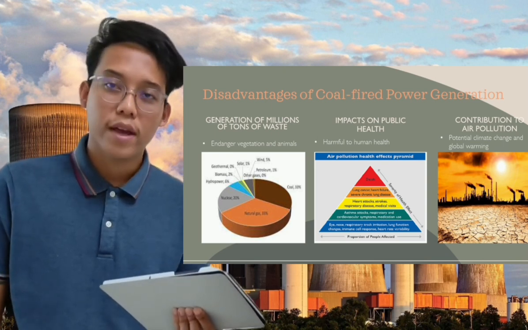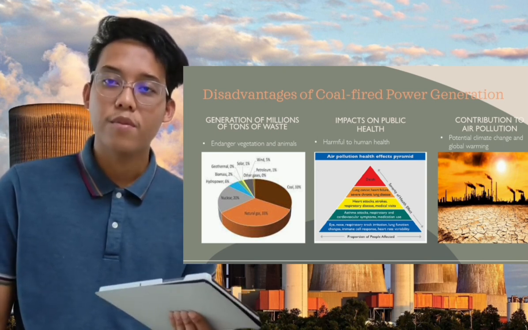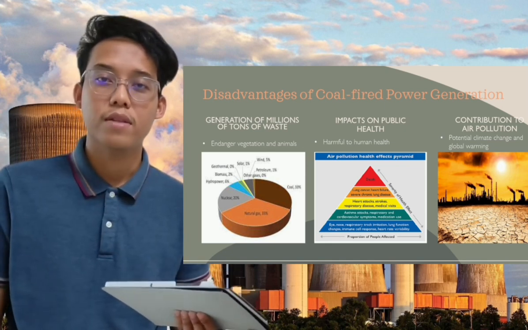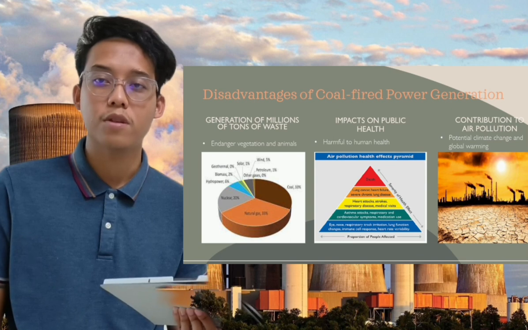Environmental effects of hazardous air pollutant emissions from power plants include acidification of the environment and the emission of toxic metals.